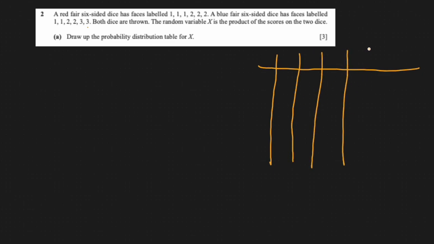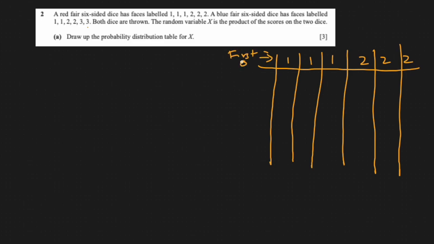Draw the probability distribution. Whenever we have 2 dice, we should always make a table with all the probabilities, right? Since they are fair, I will write the numbers which are coming out separately. So 1, 1, 1, 2, 2, 2 is the first dice. The second will be this way, and that I will write as 1, 1, 2, 2, 3, 3.